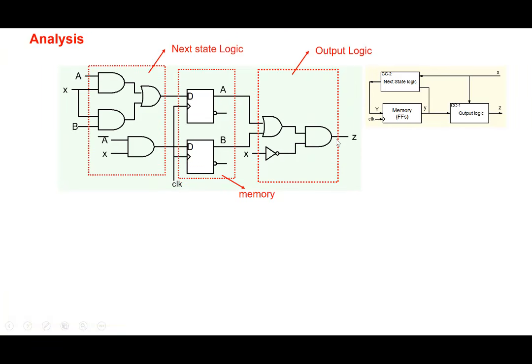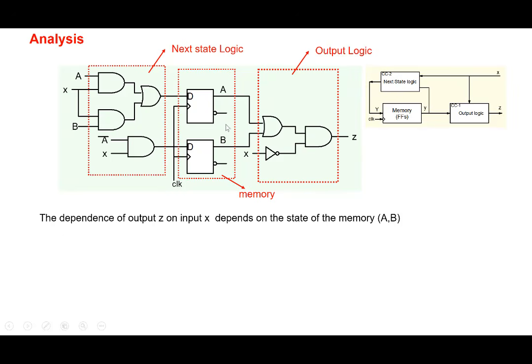All right, so let's analyze what this circuit does. What is the output here? Given a circuit, we need to determine what its behavior is, and that's the analysis part. Very often we want a particular behavior, and then we would like to design a circuit that would generate that behavior. The dependence of output Z on input X depends on the state of the memory.